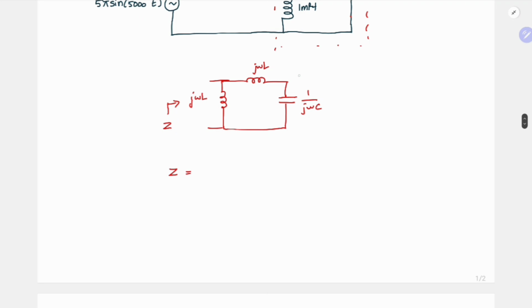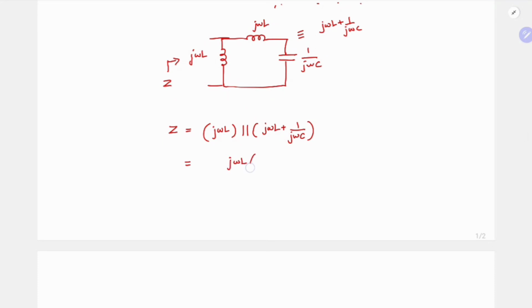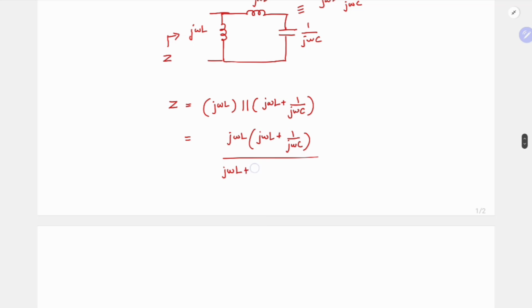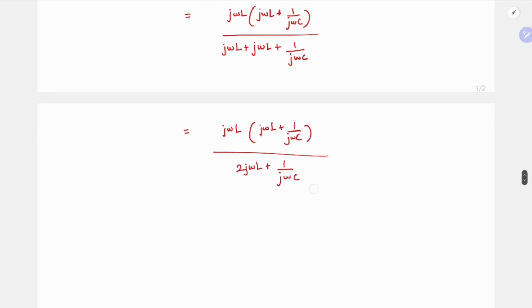So can we find this Z equivalent? What is this Z equivalent? This together is j omega L plus 1 by j omega C. So this total is this in parallel with this. So j omega L in parallel with j omega L plus 1 by j omega C. So this is equal to j omega L into (j omega L plus 1 by j omega C) divided by j omega L plus j omega L plus 1 by j omega C, which is j omega L into (j omega L plus 1 by j omega C) divided by 2 j omega L plus 1 by j omega C.